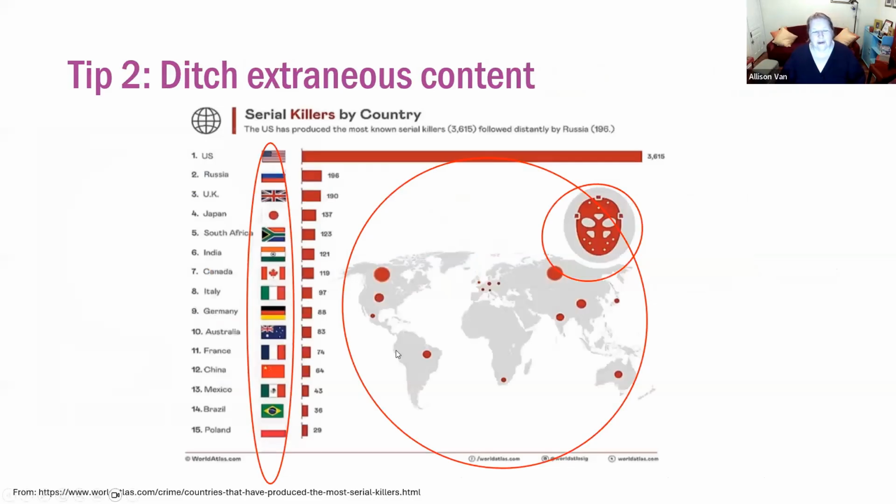Tip 2, get rid of extraneous information. You couldn't tell at a glance, but this is just a bar chart. That is all that's particularly necessary to take from this to get to what they have in the title.